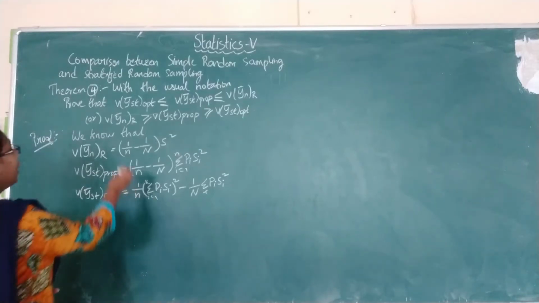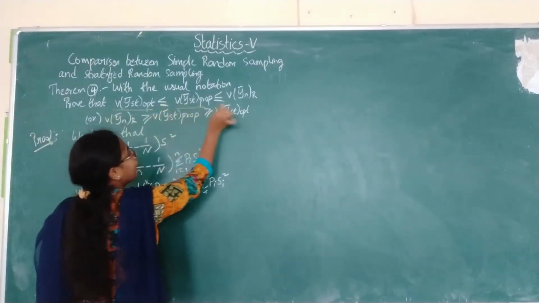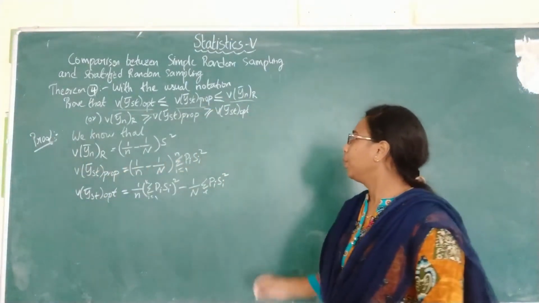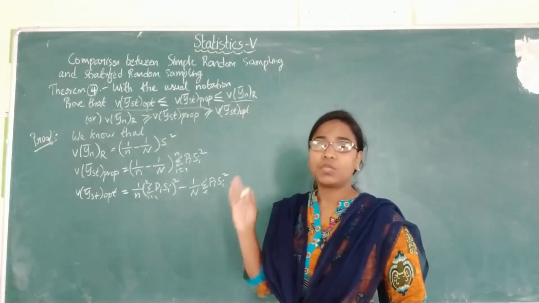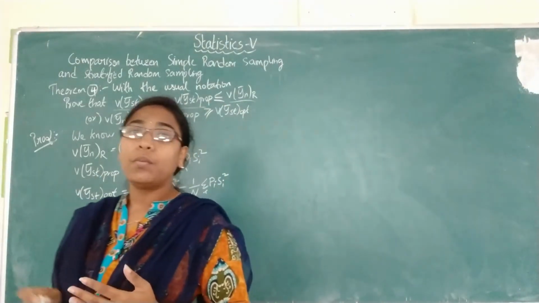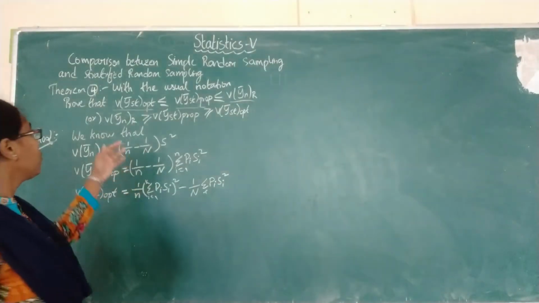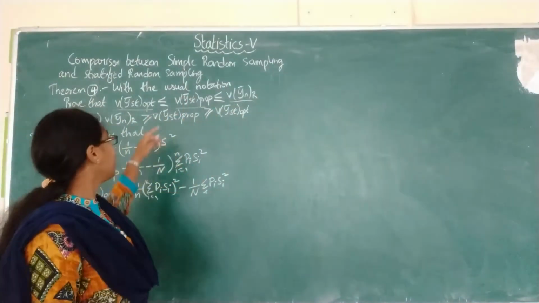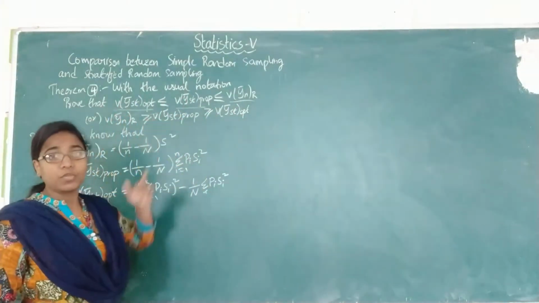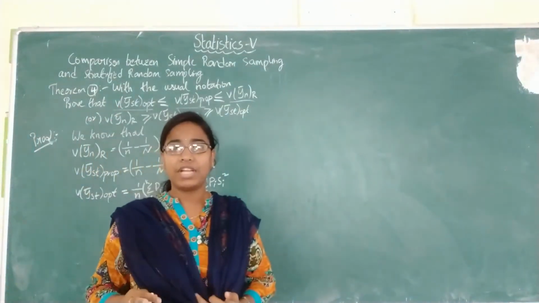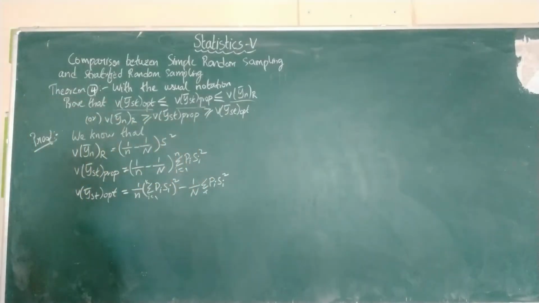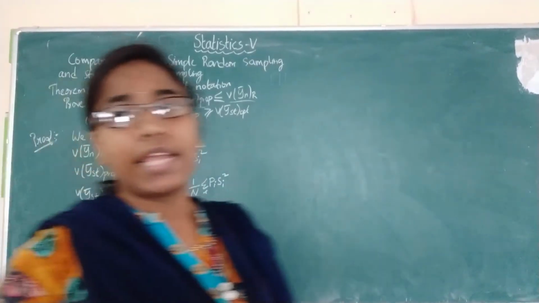Now we have to compare three things: optimum, proportional and random. At a time we cannot compare three things. So first we will compare two things, that is simple random sampling with the proportional allocation. Then after that we will compare the proportional with the optimum. When we compare two things at a time, we get a condition with the three variances. Now we will start with the comparison between simple random sampling and the proportional allocation.